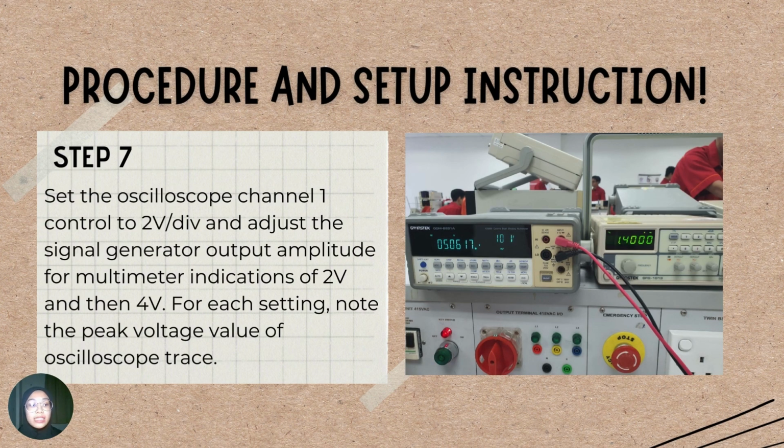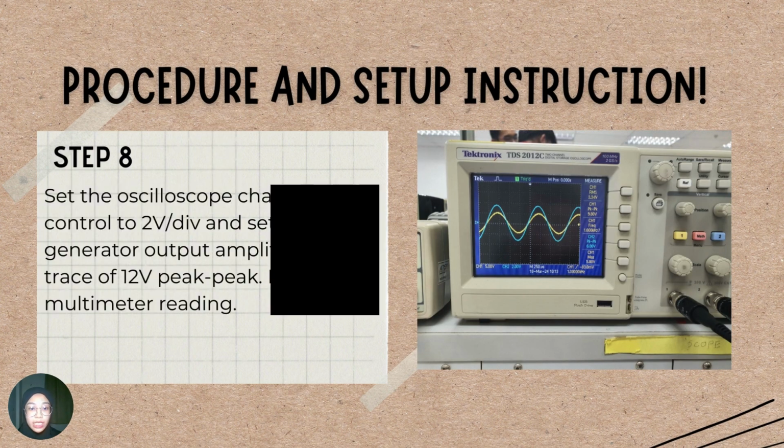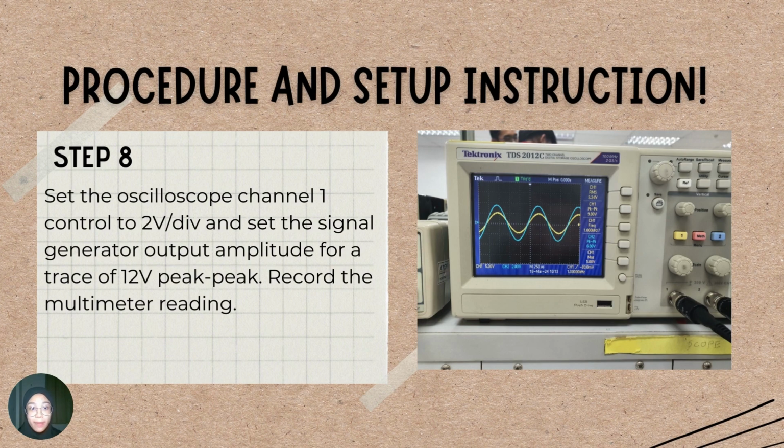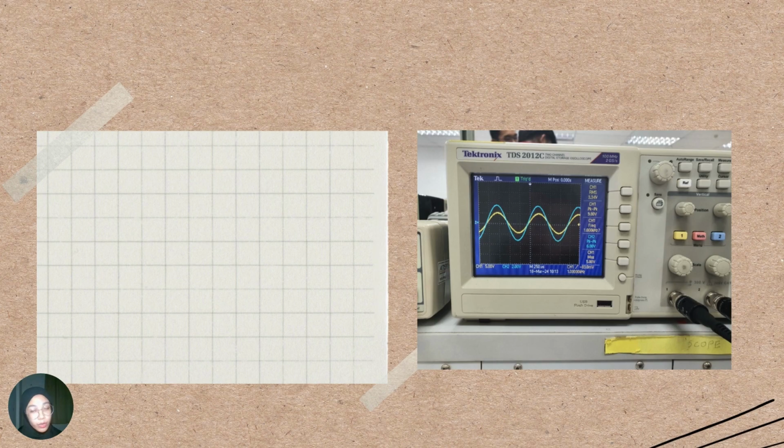For step 7, set the oscilloscope channel 1 control to 2 volt per division and adjust the signal generator output amplitude for multimeter indications of 2 volt and then 4 volt. For each setting, note the peak voltage value of the oscilloscope trace. Then for step 8, set the oscilloscope channel 1 control to 2 volt per division and set the signal generator output amplitude for a trace of 12 volt peak to peak, and also record the multimeter reading in our workbook.